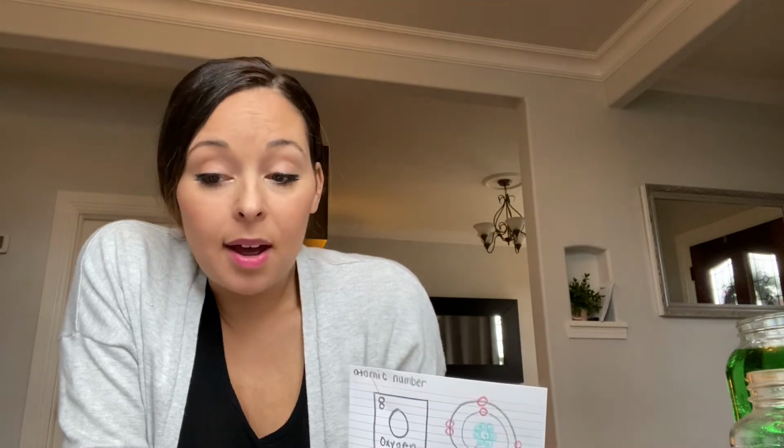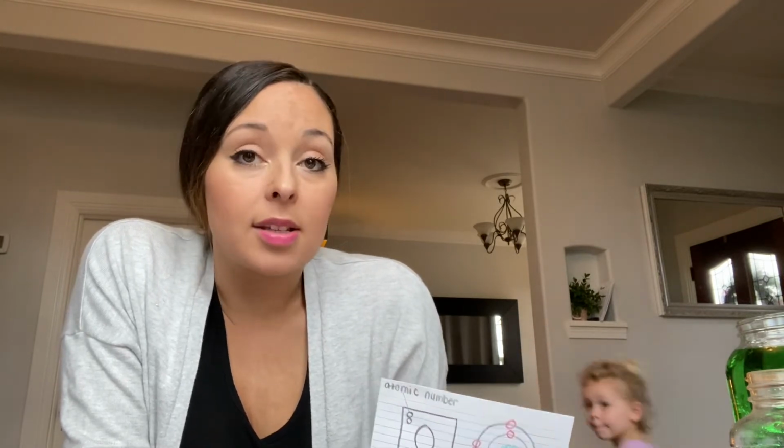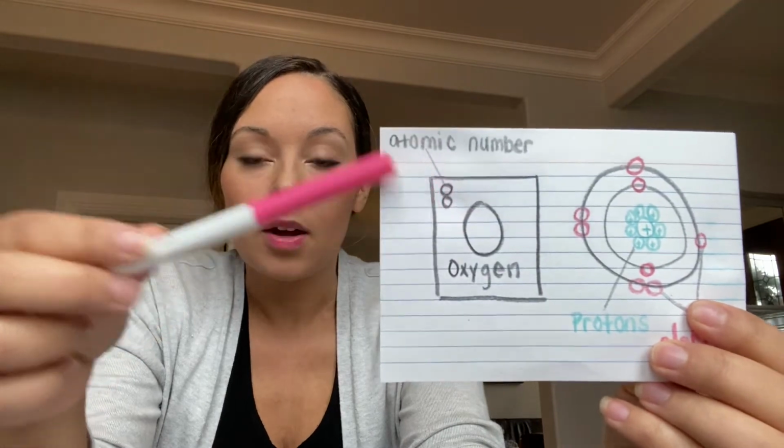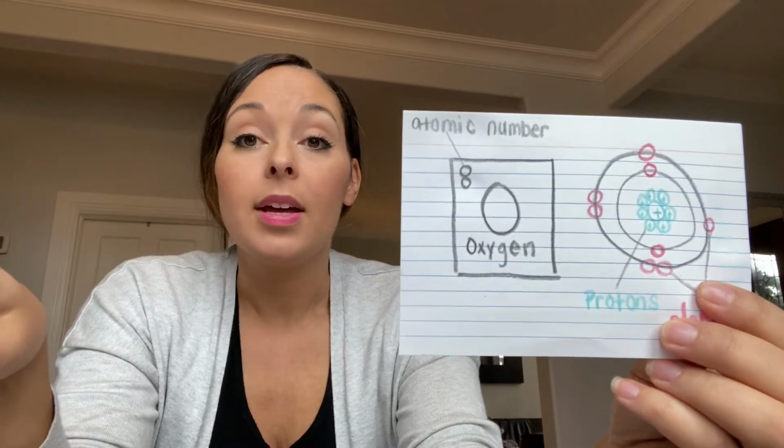And for science, what is the atomic number? The atomic number is the number of protons in the nucleus of an atom, which is also the number of electrons if the atom is neutral. So in the song, it sounds like this. This is what the atomic number is right here. We sing this to the tune of Down in My Heart.